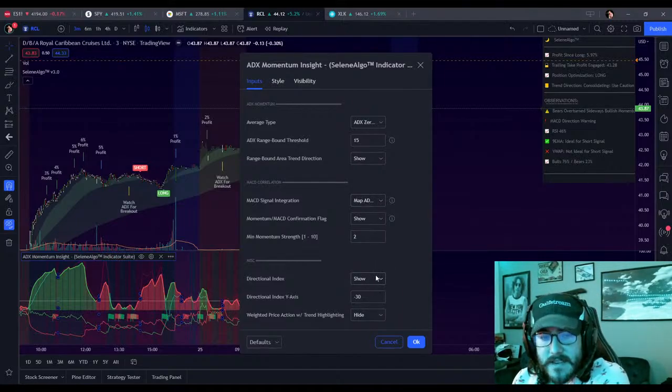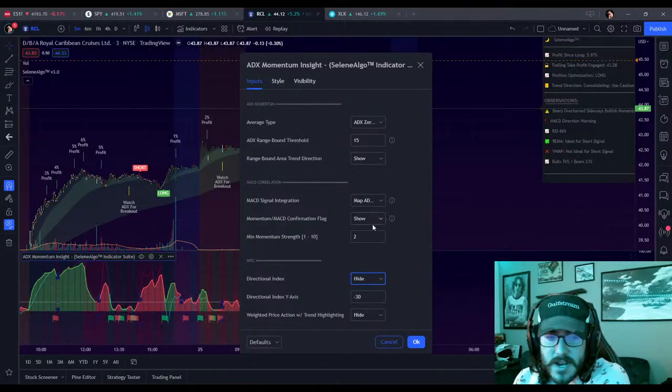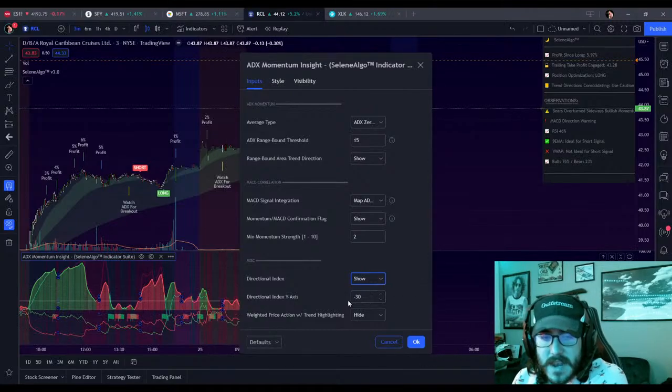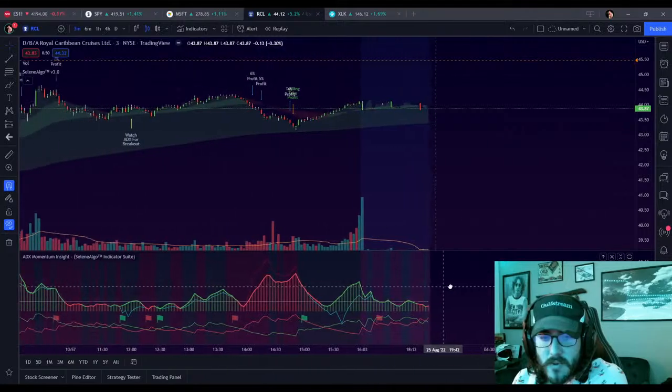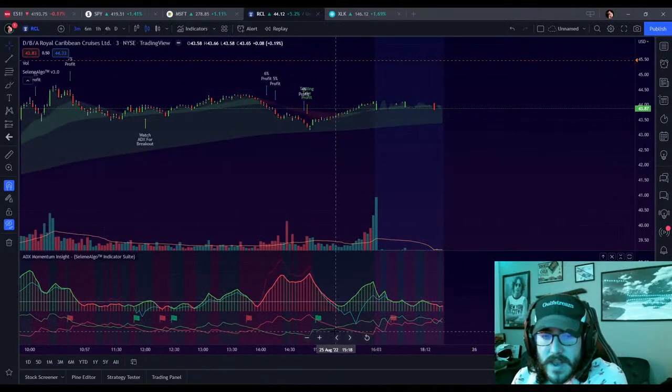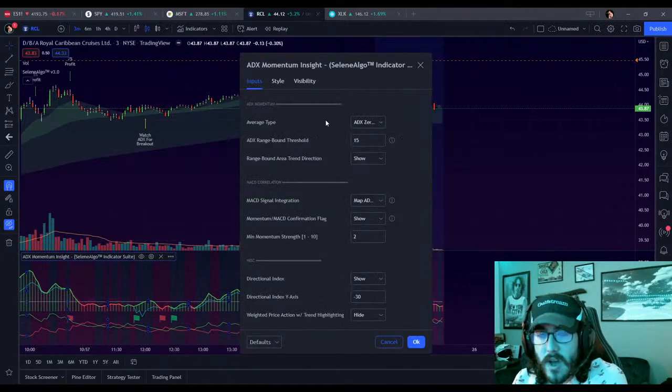So directional index as well, we have within here. You can either show or hide the directional index. If we hide it, that section at the bottom is going to go away. If we show it, it'll pop up, and this is going to give us a little more insight as far as direction, whether we're bullish or bearish, depending on certain crosses, and that crossover can be used as a signal in addition to MACD confirmation. Those can be two different confirmation signals that you use within just the ADX.